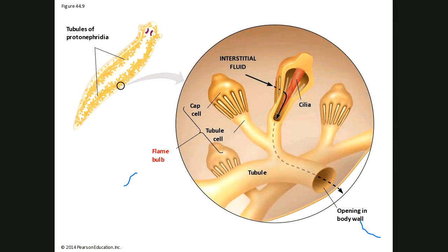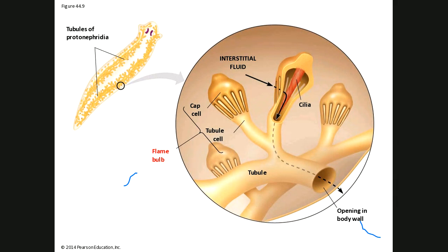Is that cool? That's so neat. It's a very simple system, right? It takes care of very basic physics. That cilia flicking back and forth creates a vacuum every time it flicks, and water rushes into that vacuum. That's how a pump works.